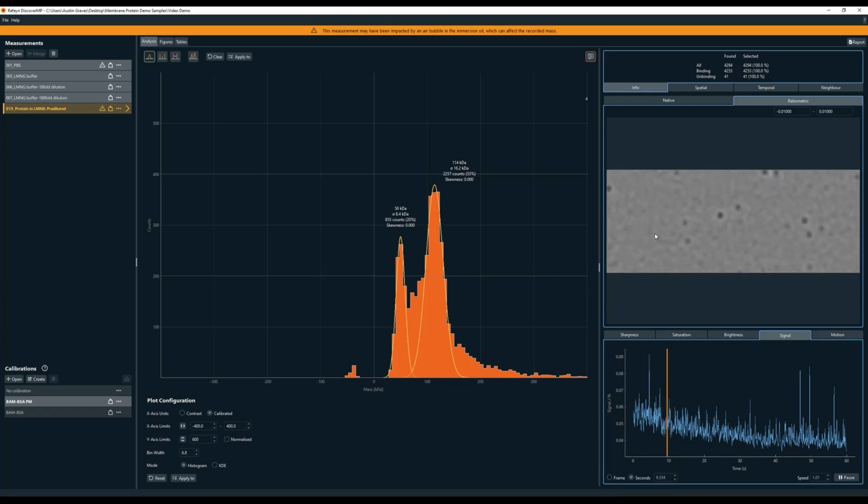So I hope this demonstrates that with appropriate planning, controls, and a little bit of finesse, you can certainly measure membrane protein samples with mass photometry.